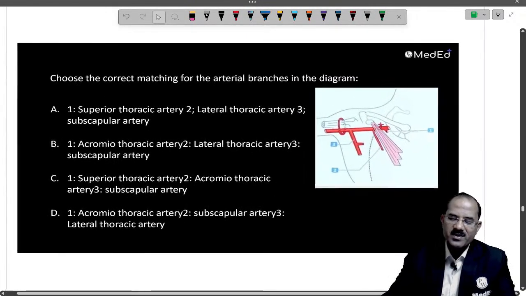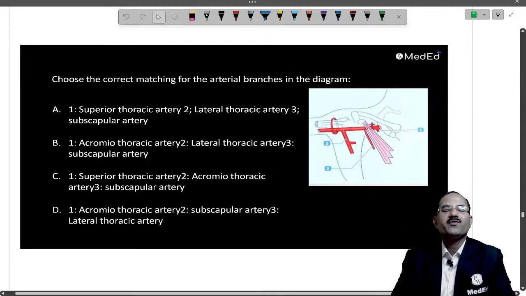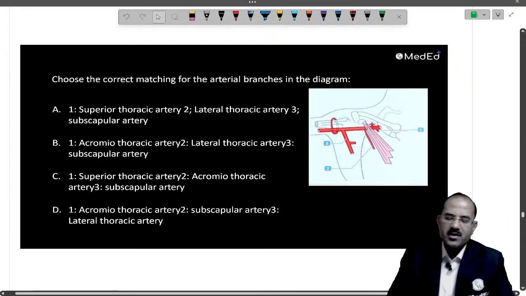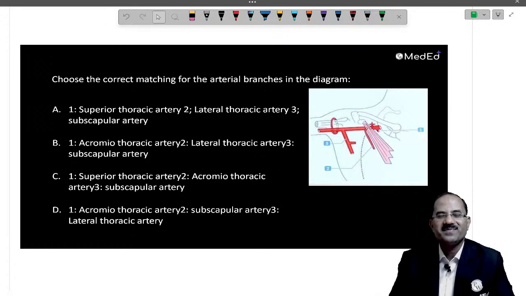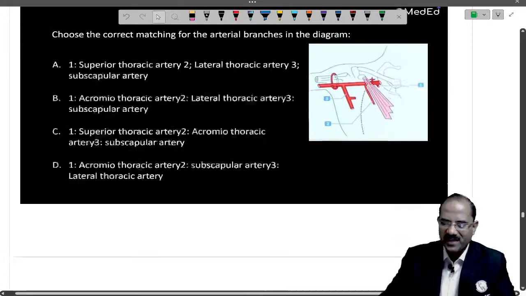Perfect. Very nice, sir. Students, you're answering really good. Very good. Choose the correct matching for the arterial branches in the diagram. Come on, children, I'll just tell you this.